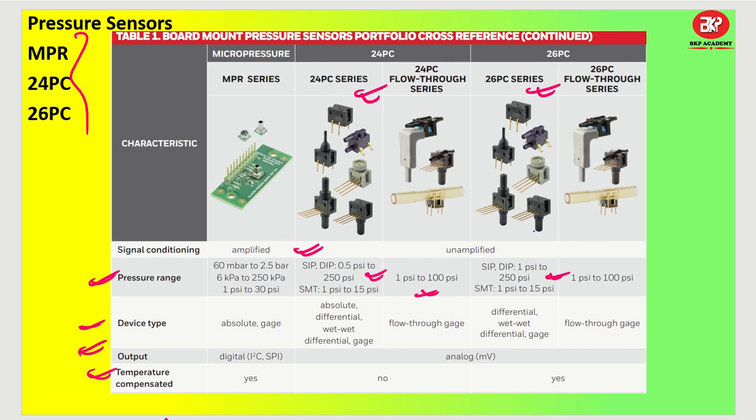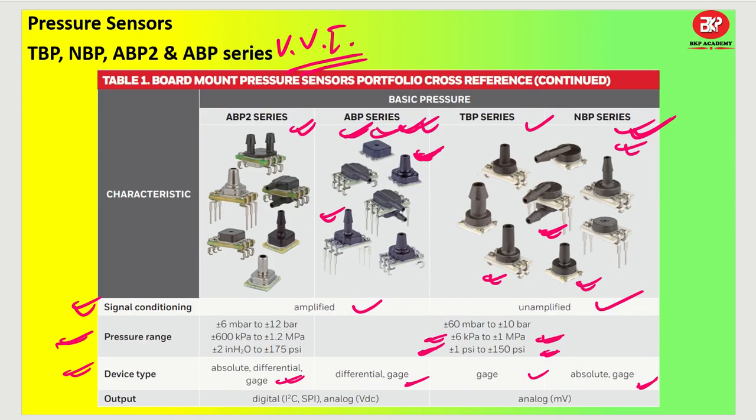What is the output type? It can give you I2C type or SPI type, or it is analog millivoltage type. So basically we will be talking about our NBP series, where you will get output type as analog. And here, analog as well as digital output type. So basically the ABP series has the options of pressure sensors with SPI communication interface or I2C communication interface.